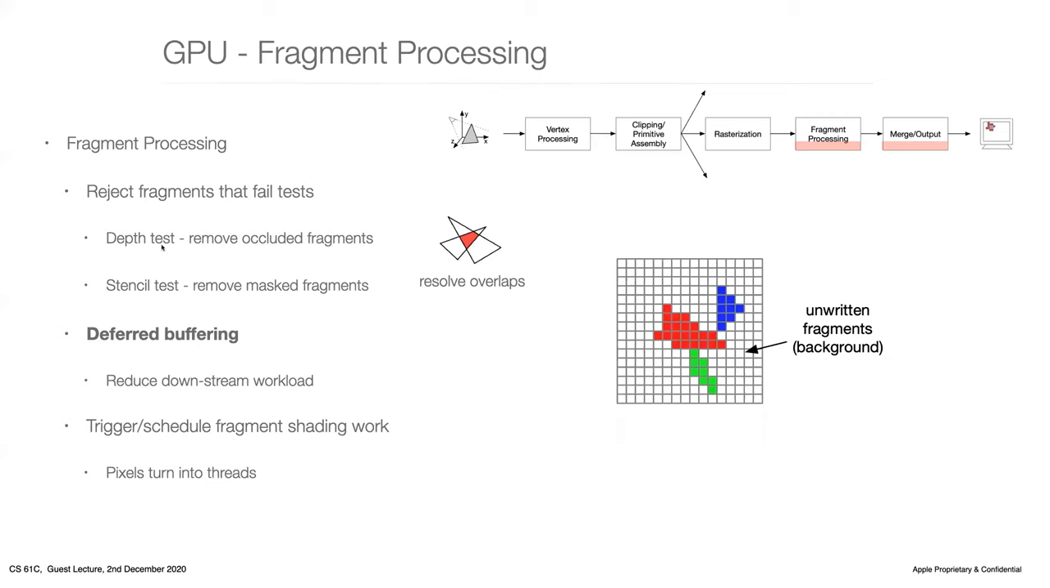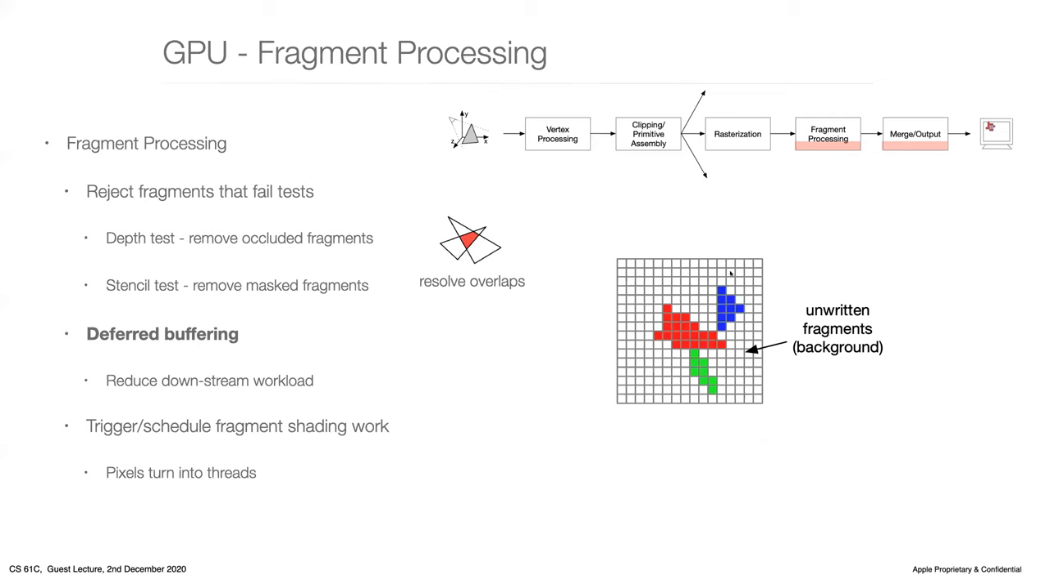So if you've got two triangles like this that are shown on the screen, they intersect. Let's say the one on the left is in the back. You don't need to render the part of that triangle, mostly, if it doesn't show up on the screen. So we can just throw it away and only render the triangle on top. That's what the depth test is.